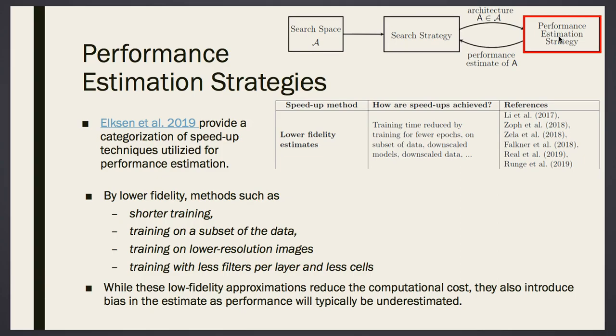The downside with these low fidelity approximations is they reduce the computational cost. Yes, that's okay, but they also introduce a bias in the estimate of performance, which will typically be underestimated. Like what? Like you're using a subset of the training data. Well, maybe you didn't generalize over the training data and you're underestimating your problem. That's a trade-off. Still, when we are doing the speed up, we are doing a handcrafted strategy design here.